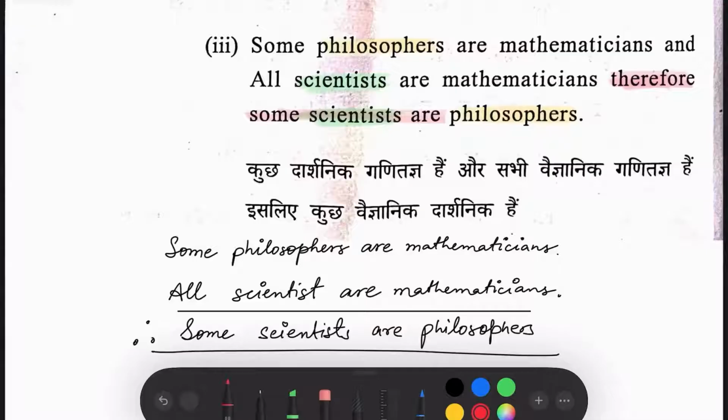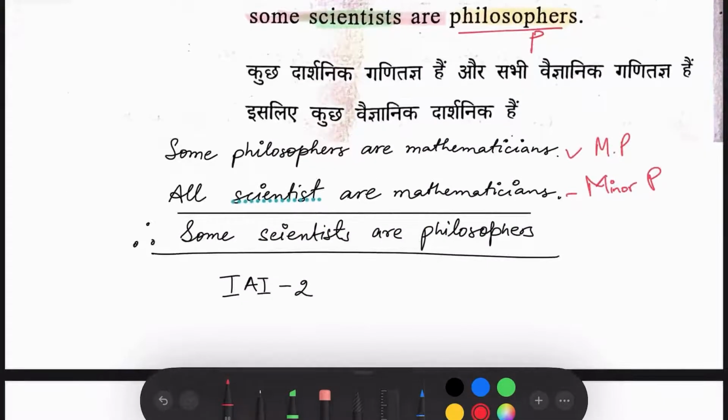Similarly next question में भी therefore आपका है, so that means some scientists are philosophers is the conclusion. Now at the same time you know philosopher predicate है, तो philosopher यहाँ पे है, तो ये आपका major premise हो जाएगा और ये आपका minor premise हो जाएगा. So this is it. Now some philosophers are mathematicians, all scientists are mathematicians, some scientists are philosophers. So this is how we can write the mood and the figure.